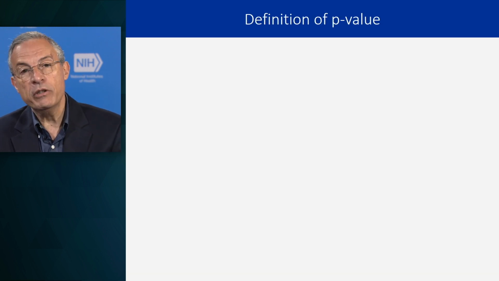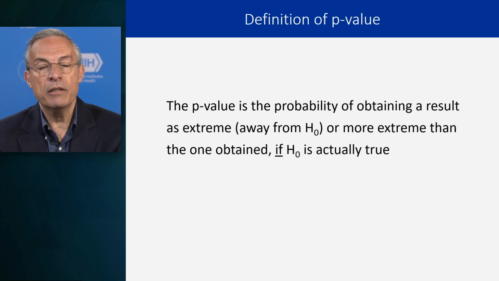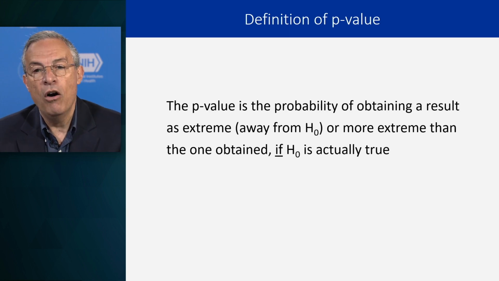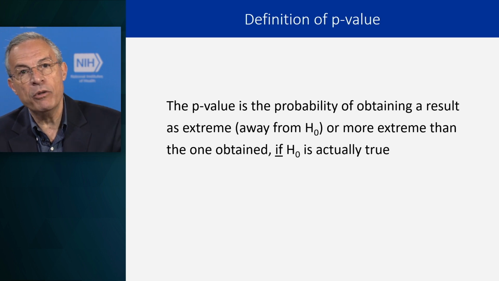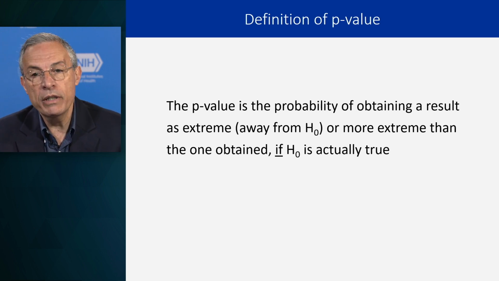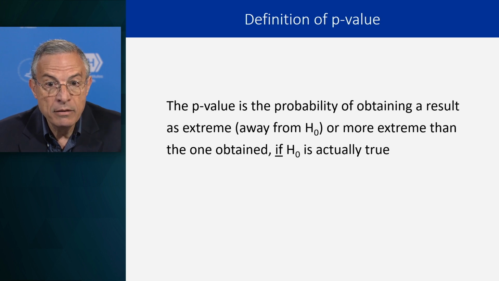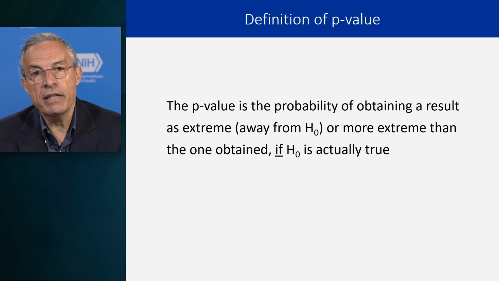So, what's the formal definition of a p-value? The p-value is the probability of obtaining a result as extreme, by extreme we mean away from the null hypothesis, or more extreme than the one obtained if H0 is actually true.